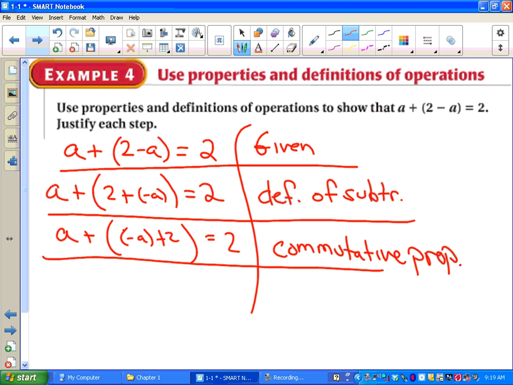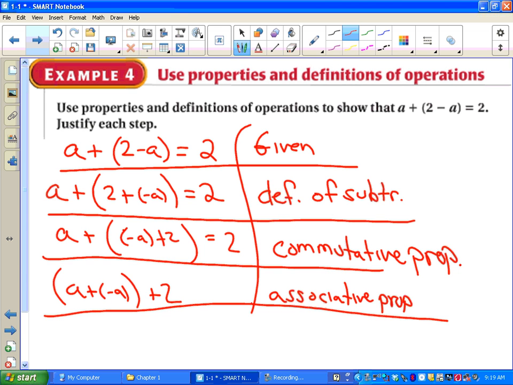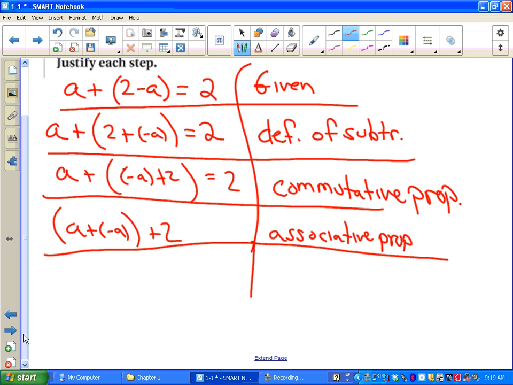Next I'm going to move my parentheses around so that my a and my negative a are together. I'm allowed to move those parentheses around because of the associative property. I know a plus negative a is 0, so I rewrite 0 plus 2. That's the additive inverse.